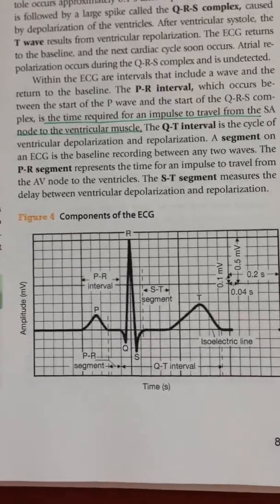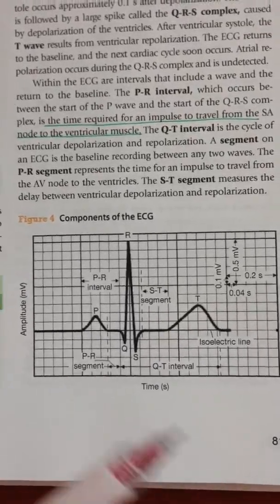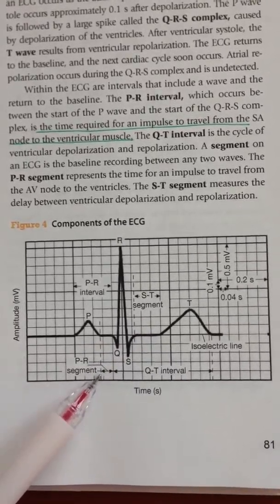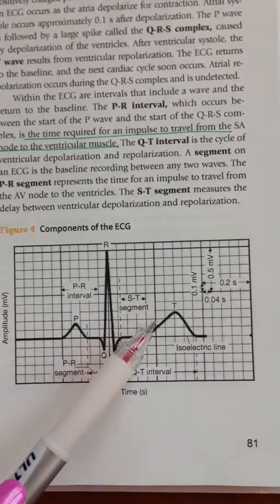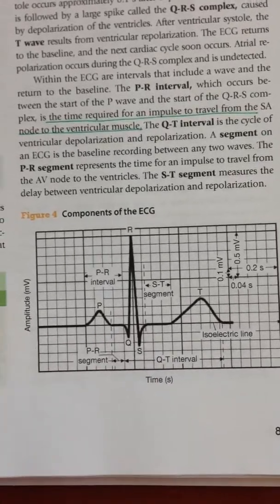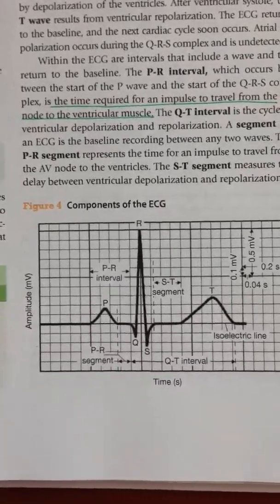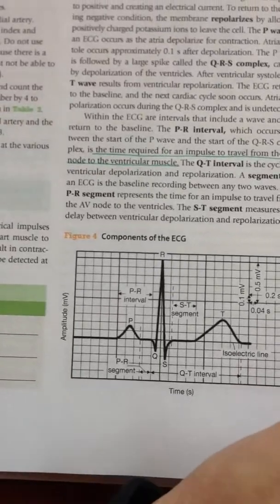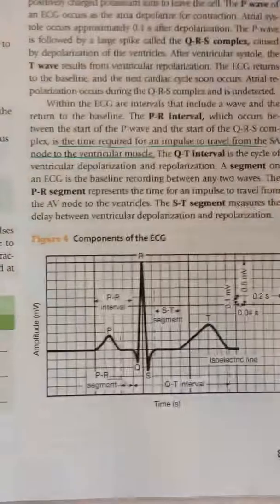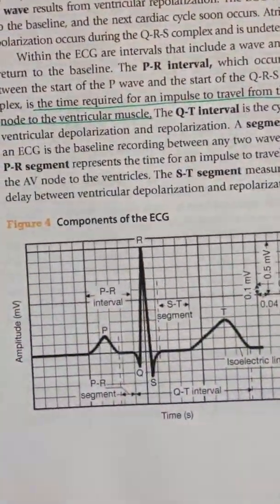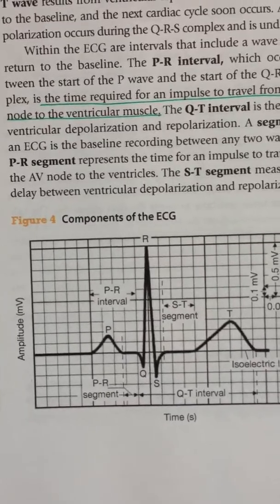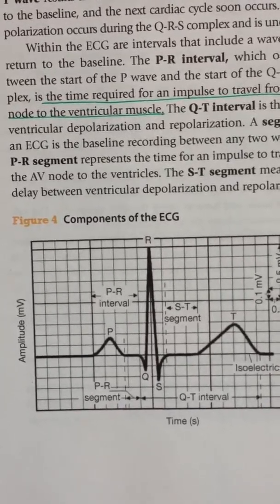There are intervals and segments. There is a PR interval, a PR segment, an ST segment, and a QT interval. The difference between them is that the PR interval is the time required for an impulse to travel from the SA node to the ventricular muscle.